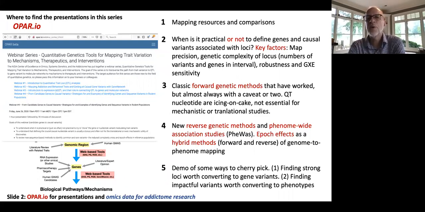Very quickly, I just want to review some of the mapping resources and comparisons of those resources, because that's inevitably a part of the decisions that investigators have to make when they're getting ready to try to identify gene variants associated with polymorphic traits. So that's going to be quite short. There are some nice reviews on that, so you don't need a lot from me.